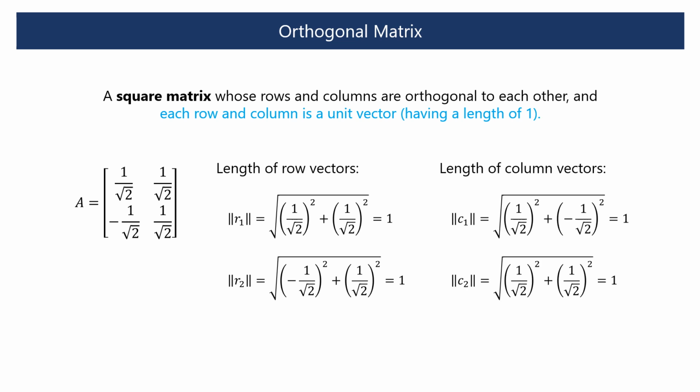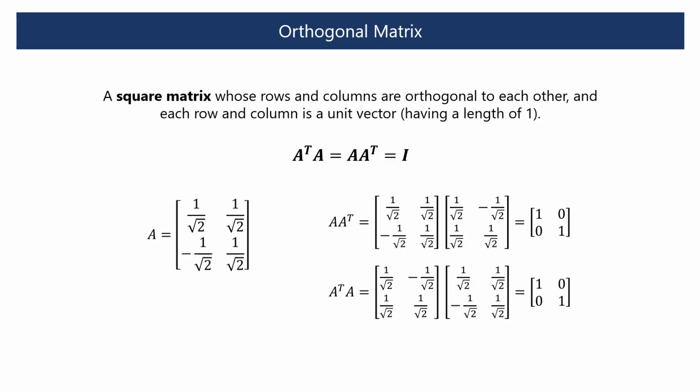The same process applies to the columns. Since each row and column has a length of 1, they are all unit vectors. So, this matrix A meets the second requirement of being an orthogonal matrix. Another condition for a matrix to be an orthogonal matrix is that it must satisfy this condition. That is, the transpose of A multiplied by A is equal to A multiplied by its transpose, and both are equal to the identity matrix. For this matrix A, this equation holds. So, this matrix satisfies this condition.